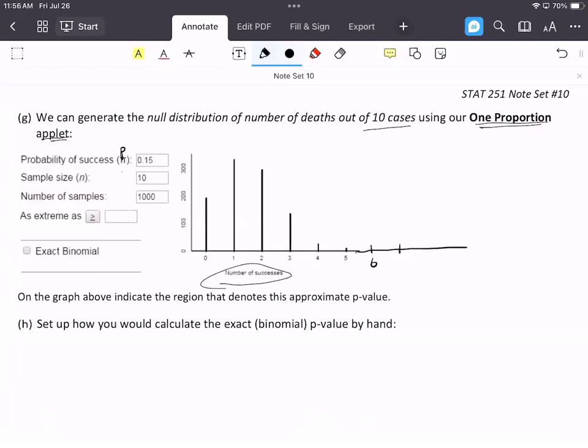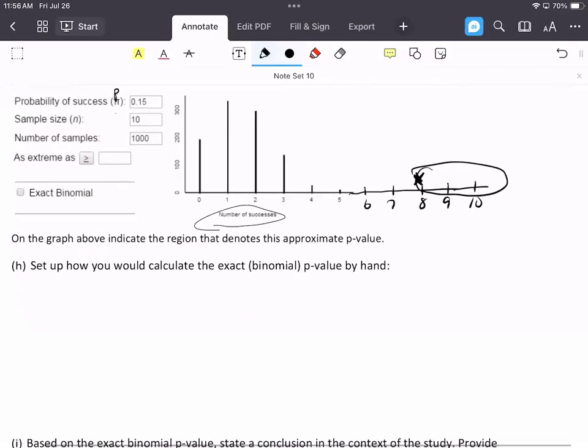Where's St. George's? We're looking for 8 or more, as extreme or more extreme than, well, St. George's is way out here. Okay, there are no observations. So indicate above the region that denotes this approximate p-value, and it would be out here. Well, we've got nothing out there. So let's set up the calculation, how you would calculate the exact binomial by hand. So set it up, but don't solve it and come back, please.